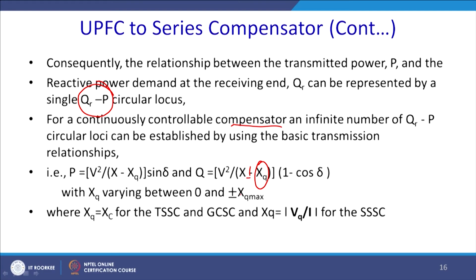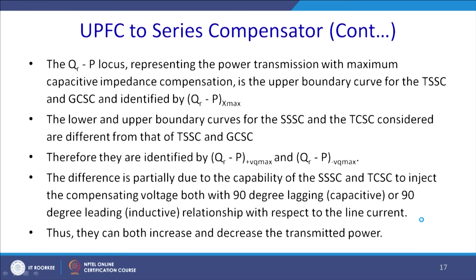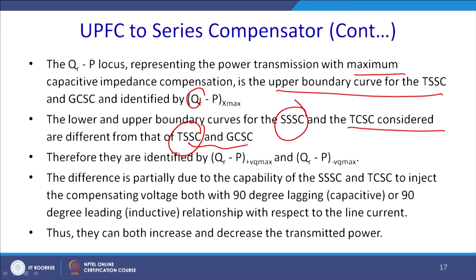Here Xq equals Xc for the TSSC and for the GCSC, and it will be Vq by I for SSSC. Thus, the QR locus representing the power transmission with maximum capacitive impedance compensation is the upper boundary curve of the TSSC and GCSC, and it is identified by QR at P max. The lower and upper boundary curves of the SSSC and TCSC are different from TSSC and GCSC, because those are basically passive compensation, and this is basically active compensation. Therefore, they are identified by QR at plus or minus P max. So, it can have both ranges.